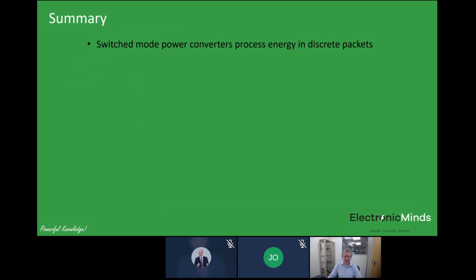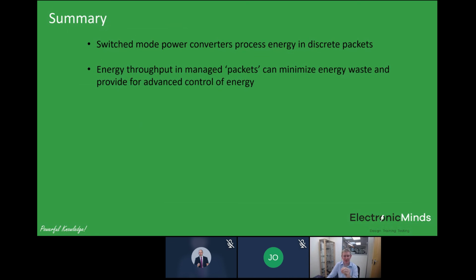All switch-mode power converters process energy in discrete packets, and it's the management and manipulation of those energy packets that allow us to control the output of the system and maintain high efficiency. And with the switching frequencies we're using these days, the management and control of that energy is on a nanosecond time base. It really is that fine with wide bandgap devices.